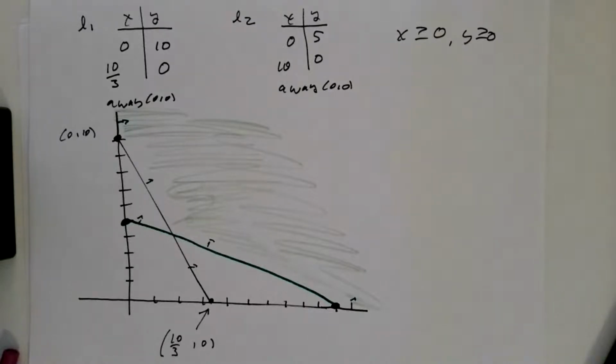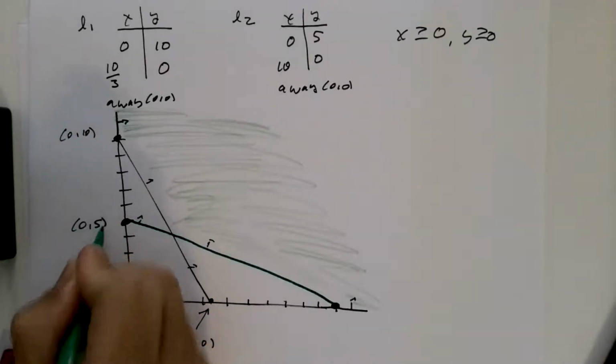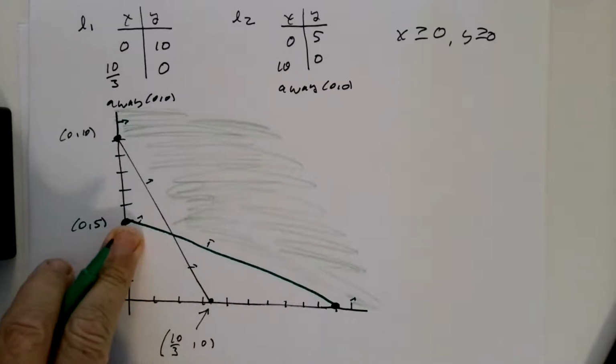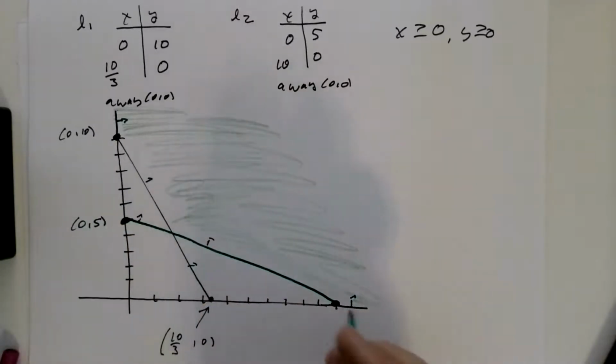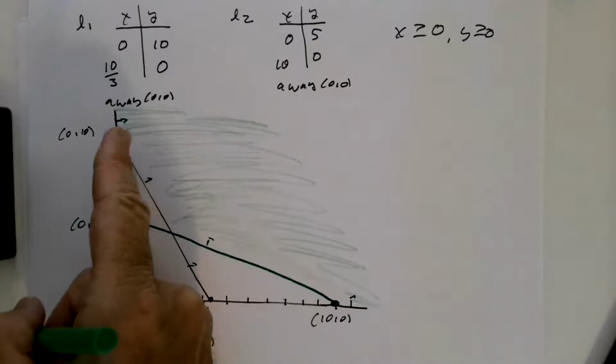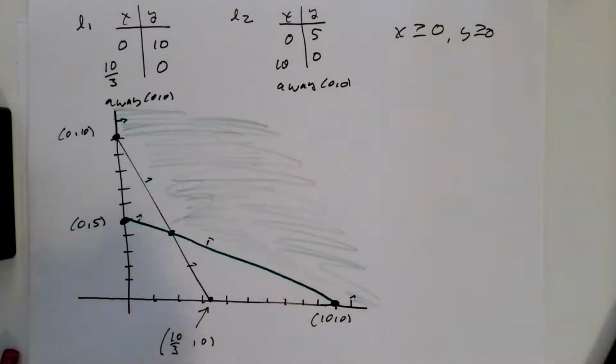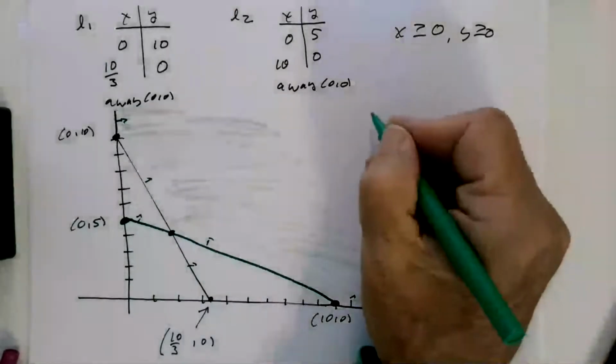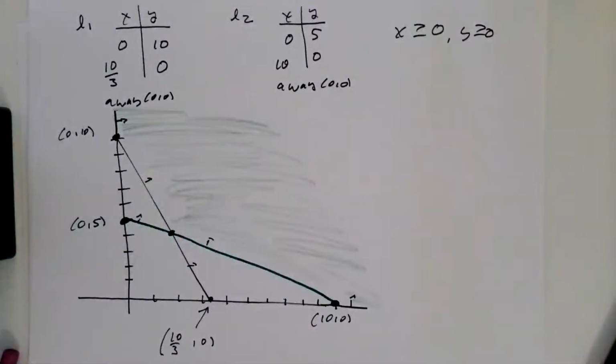Now, what are my corner points? 10 thirds, 0, not a corner point. This one here, 0, 5, not a corner point because it doesn't border the feasible region. This one here, which was 10, 0, does border the feasible region. So 10, 0 is a corner point, 0, 10 is a corner point. This one is a corner point. So I need to find that one by equating line 1 and line 2. So what were they? Line 1 was 3x plus y equals 10.